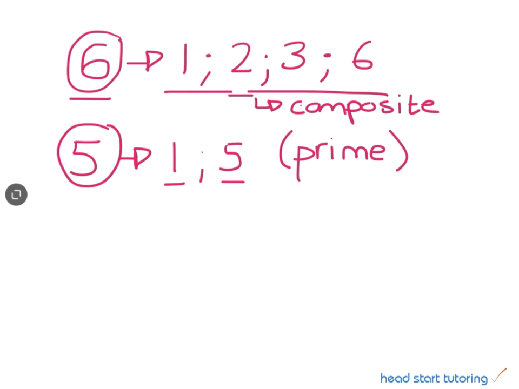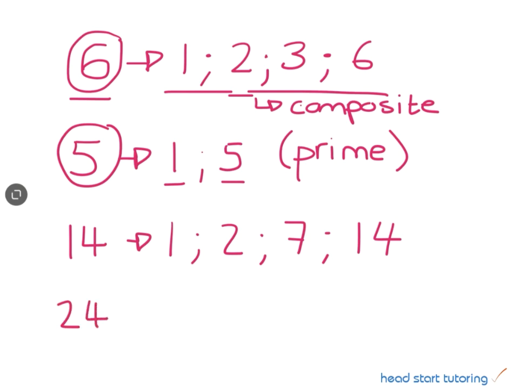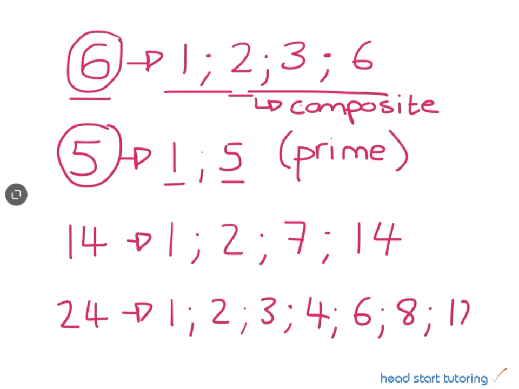Let's look at 14. The factors of 14 would be 1, 2, 7, and 14. Let's look at 24. The factors of 24 are 1, 2, 3, 4, 6, 8, 12, and 24.